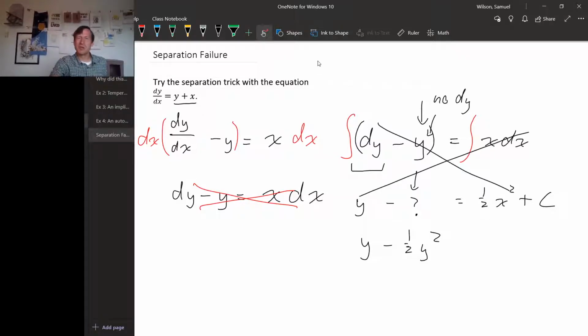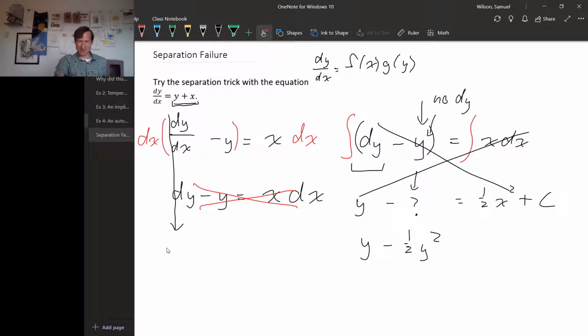Remember, a separable equation is an equation that looks like dy/dx is some function of x times some function of y. But the right-hand side of this equation, y plus x, no matter what algebraic trickery you try to go through, you can never make this look like a function of x times a function of y. It just doesn't work.